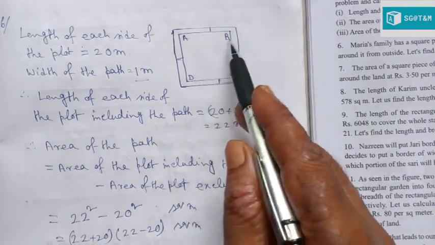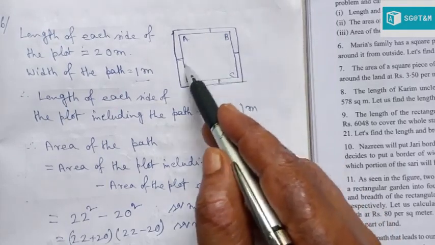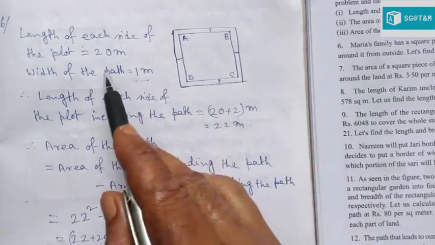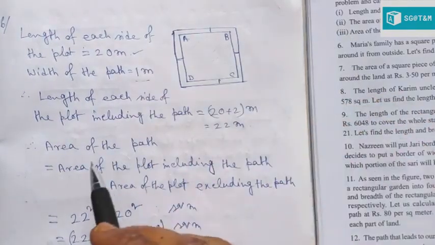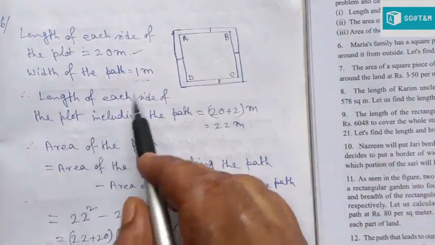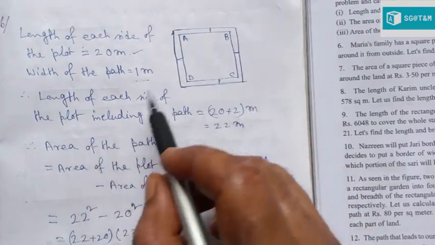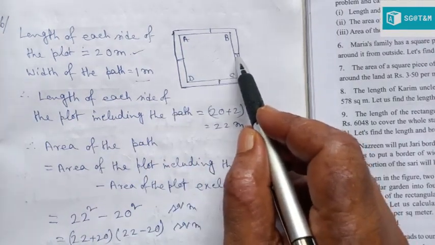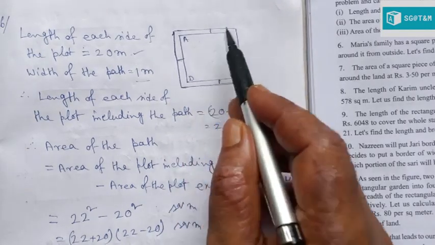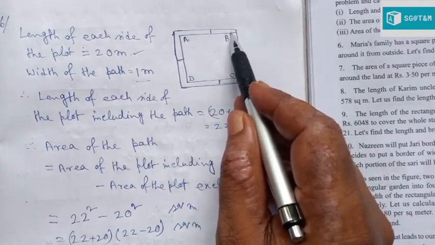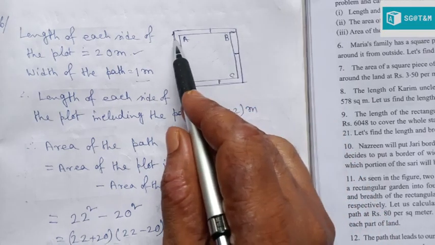So ABCD is a square plot. Each side of ABCD is how much? The length of each side of the plot is 20 meters, as given in your problem, and the width of the path is 1 meter. So this side exceeds by 1 meter and this side also exceeds by 1 meter. AB is 20, and this portion is 1 meter and this is also 1 meter.